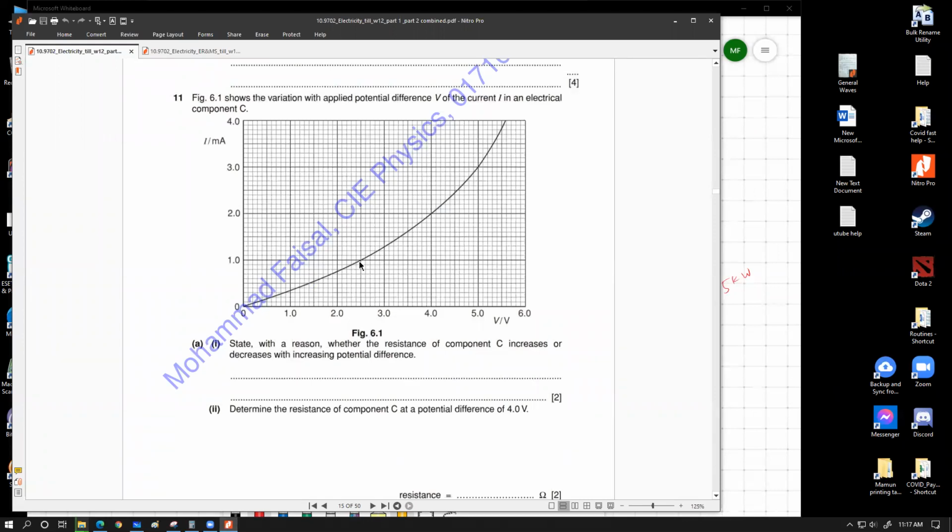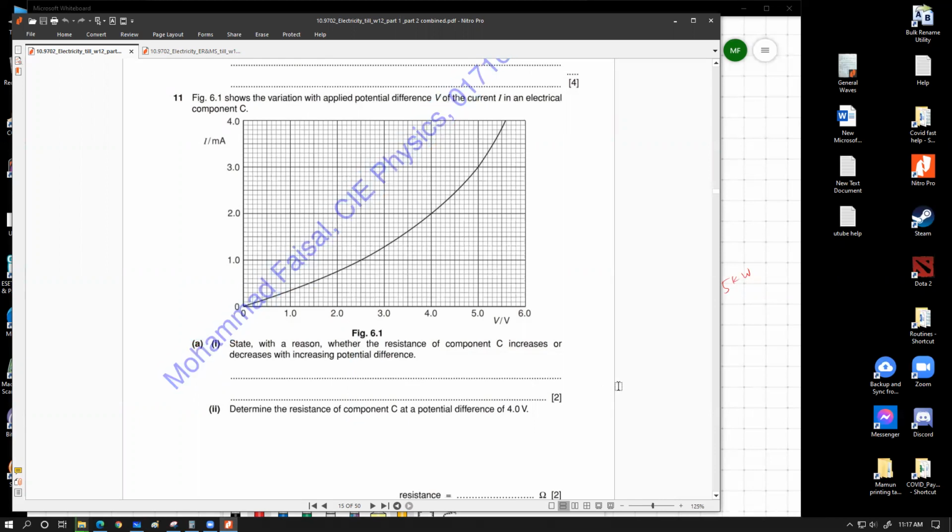Figure 6.1 shows the variation with the applied potential difference V of the current I in an electrical component C. State, with a reason, whether the resistance of component C increases or decreases with the potential difference. So you're simply going to write: resistance decreases because the gradient of the IV graph increases. That's it. Do not mention that the gradient of the IV graph is 1 by R. If you mention that, you're going to immediately lose that mark.